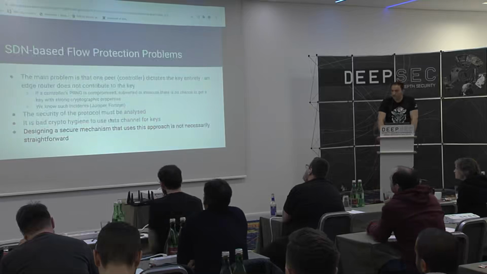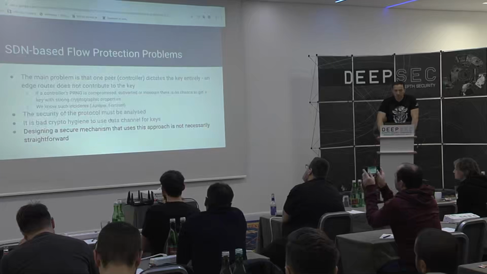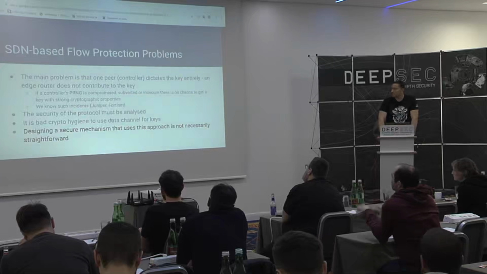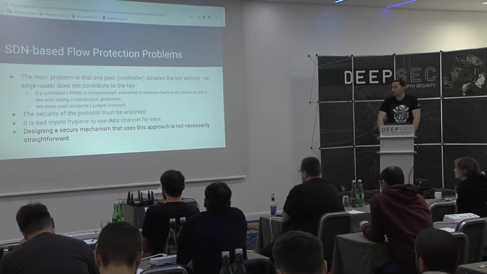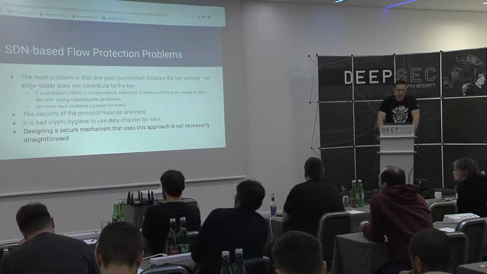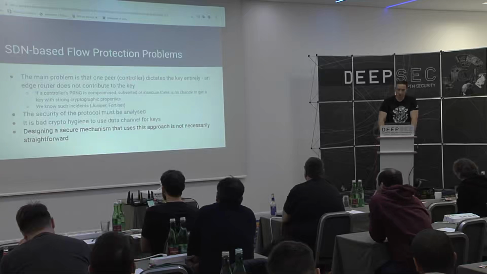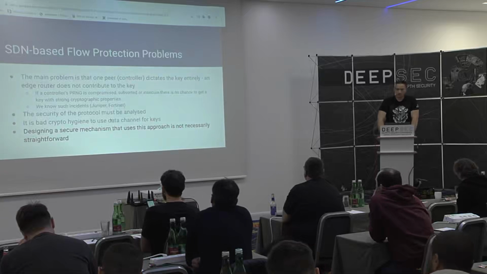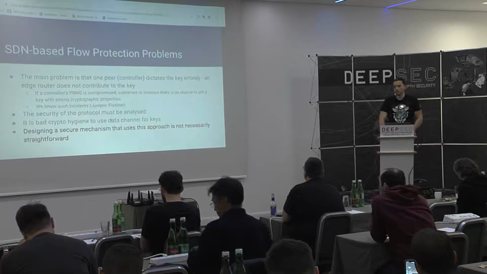And there are some issues that can be easily identified. The main problem is that one peer, the controller, dictates the key entirely, and an edge router doesn't contribute to the key. And this means that if a controller PRNG is compromised, subverted, or insecure, there is no chance to get a key with strong cryptographic properties. And we already know such examples in Juniper or Fortinet products.